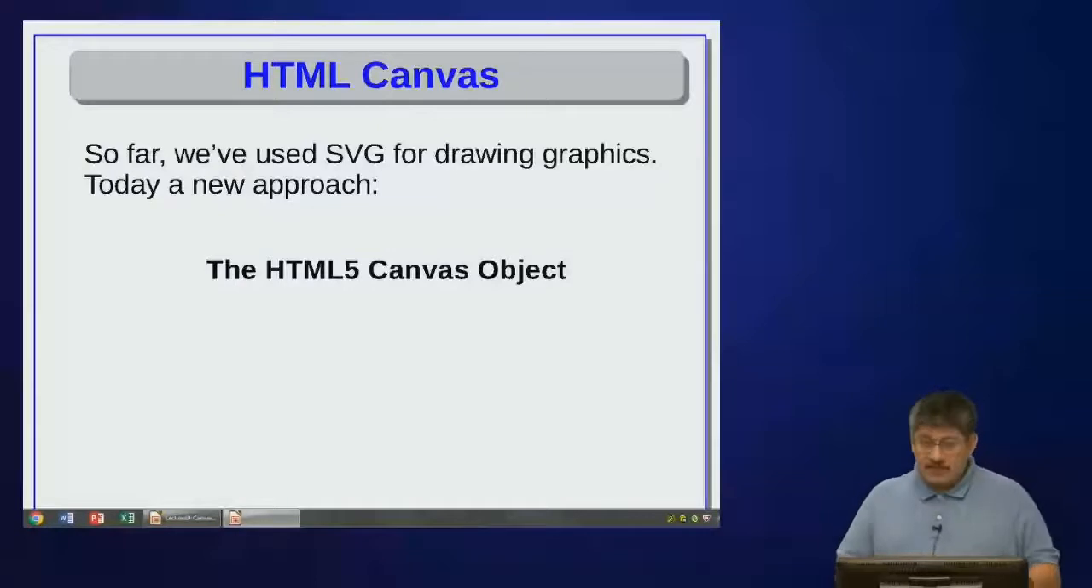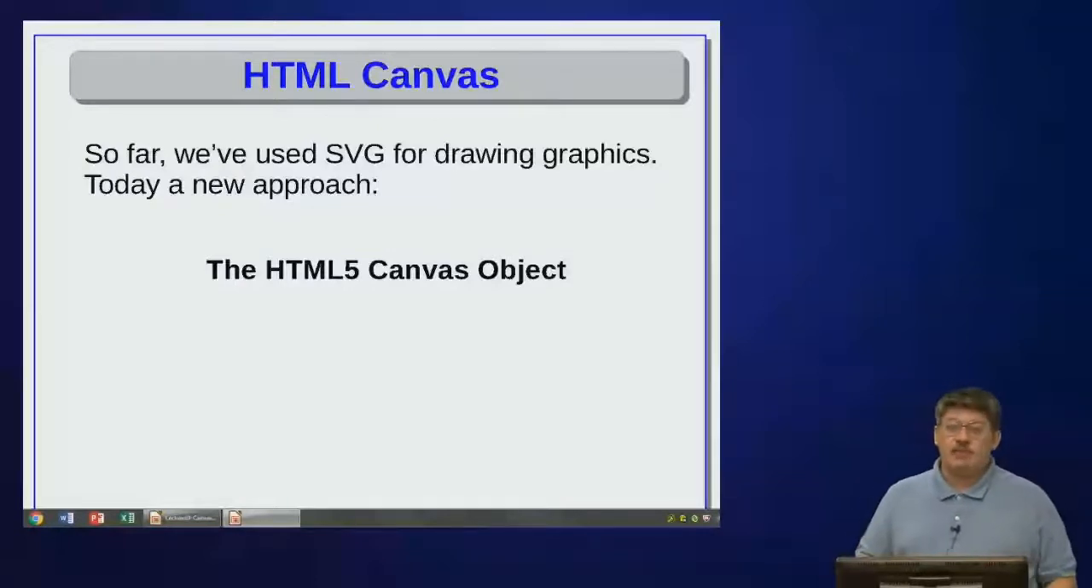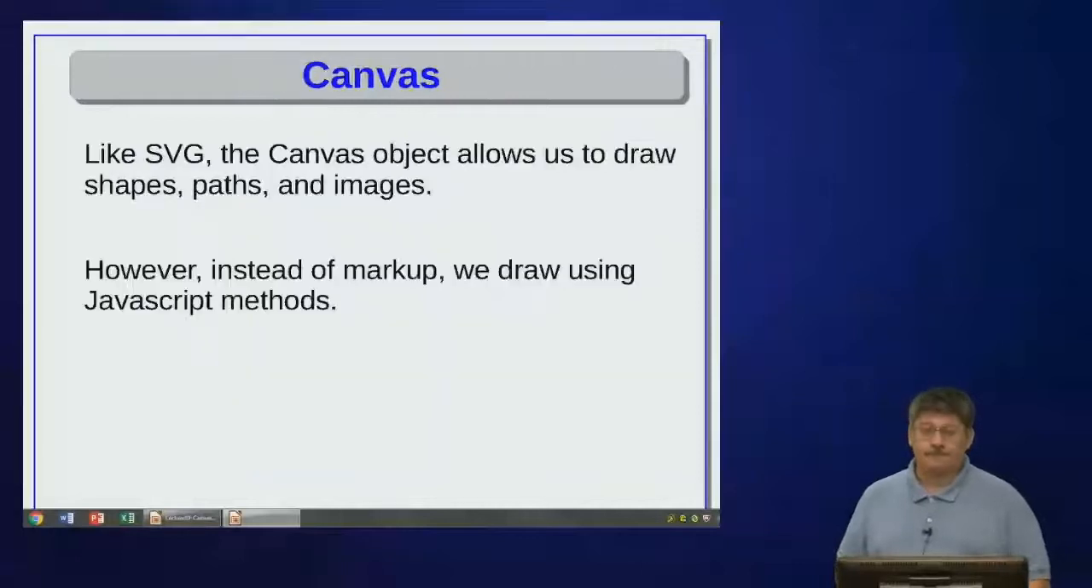So in HTML5, they introduced this new canvas object, and we're going to learn some of its properties today. So like scalable vector graphics, the canvas object is going to allow us to draw things like shapes and paths and images. But instead of using markup, we're going to draw using JavaScript methods that are specifically designed for manipulating graphics. So we'll call a draw line function, for example.